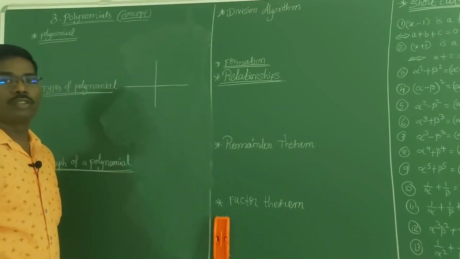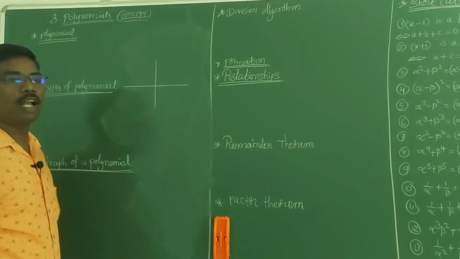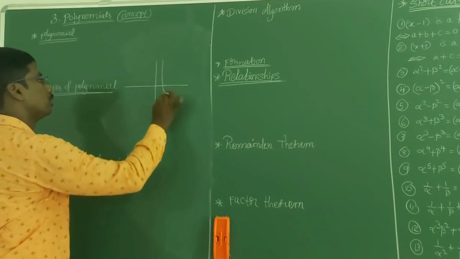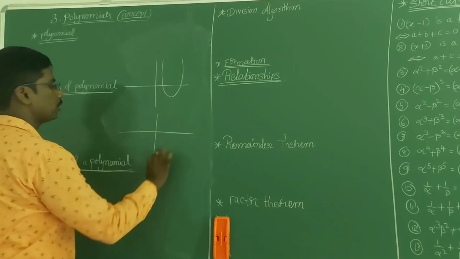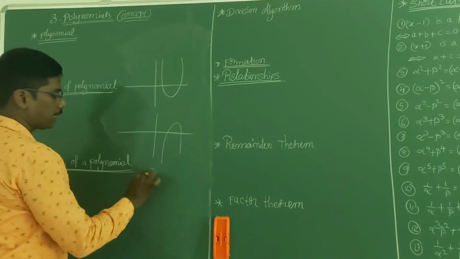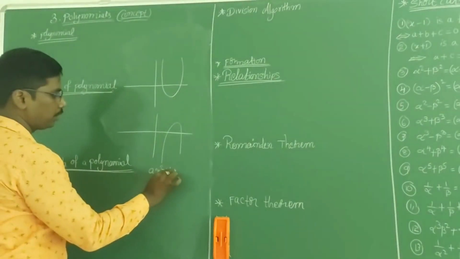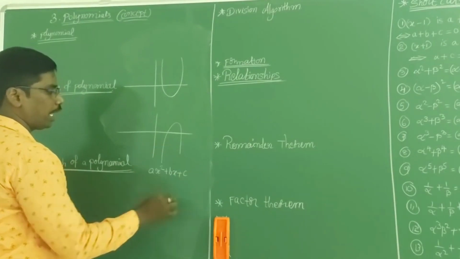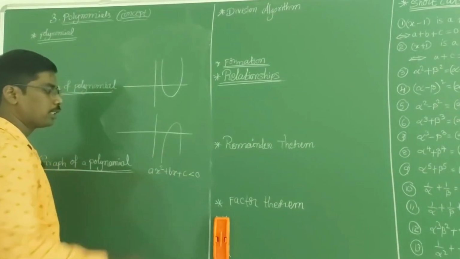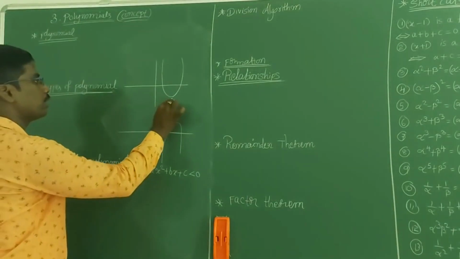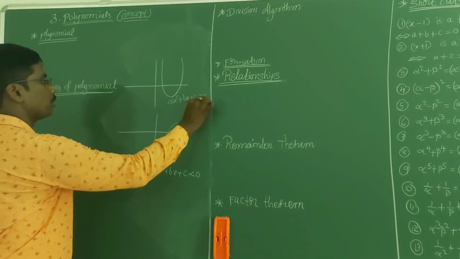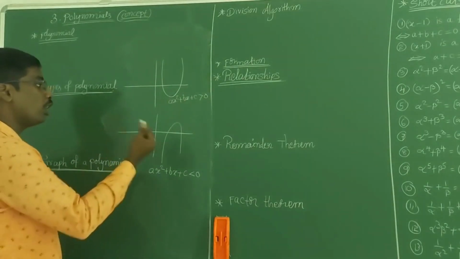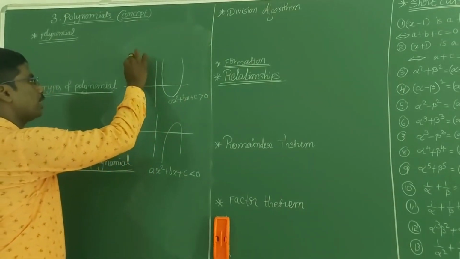If a parabola intersects the x-axis like this or like this, then ax square plus bx plus c: if it is like this, ax square plus bx plus c is less than 0. If it is like this, ax square plus bx plus c is greater than 0. And also sometimes the graph is like this.